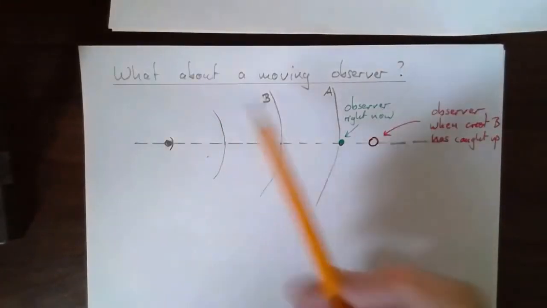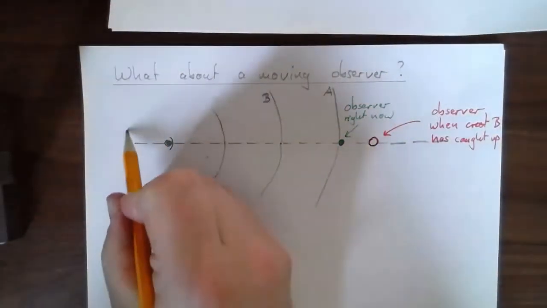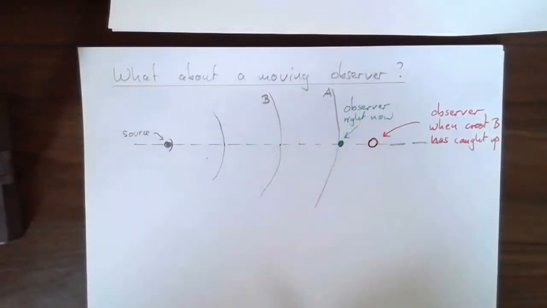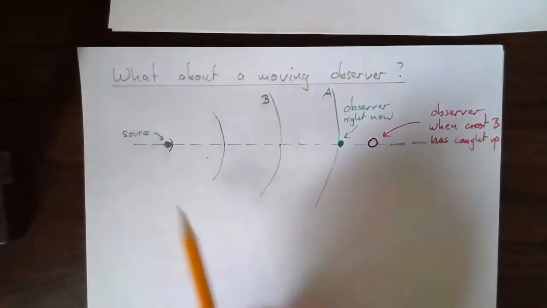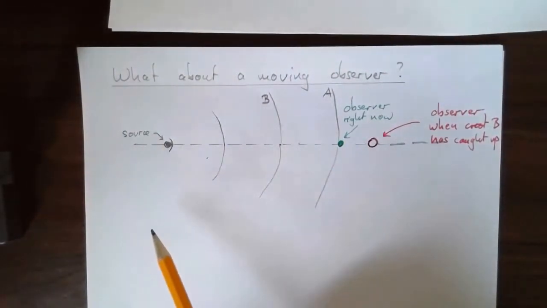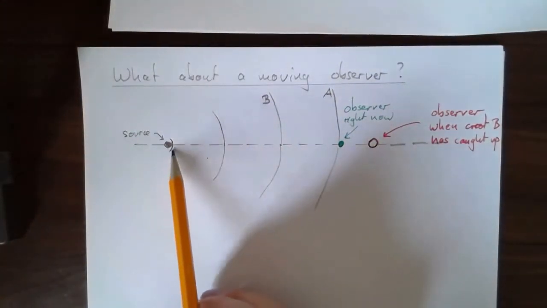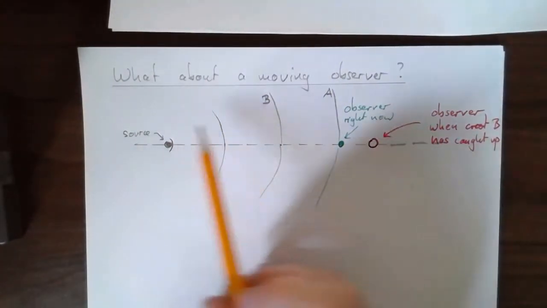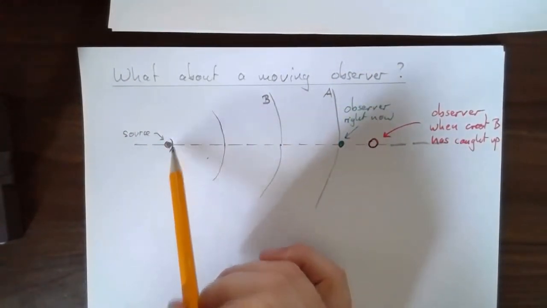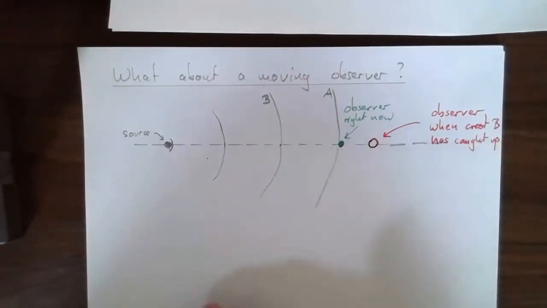So now we ask, what if the observer is moving? Let's take this picture here. This is my source, and the source is now stationary. Realistically, we could have a lot of situations where both the source and the observer move, but let's just deal with one at a time. The source is emitting waves, and these are perfect circles all around the same spot because the source isn't moving. So what's crucial here is that the wavelength is never changed.